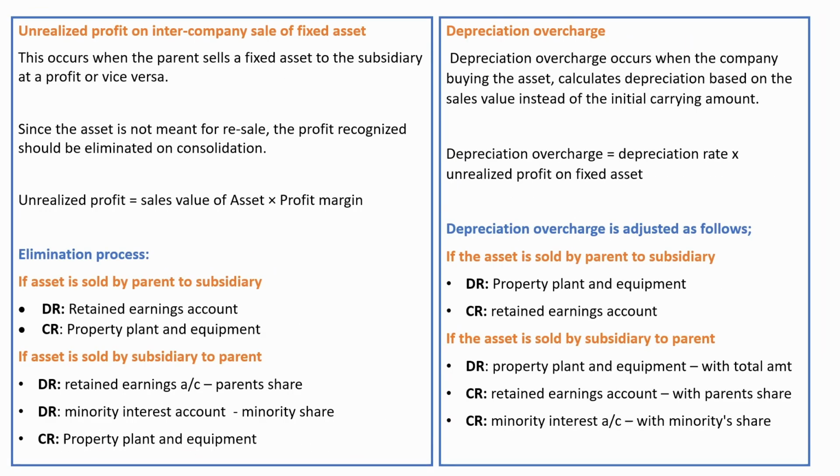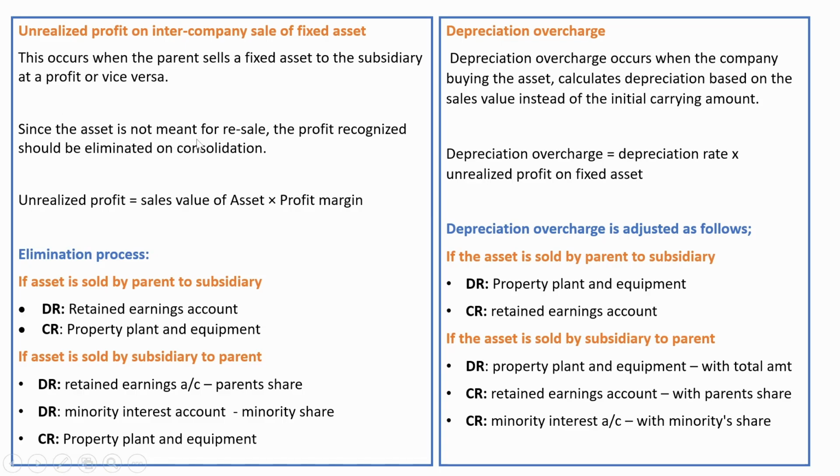So we also have other unrealized profits. In this case, it is from intercompany sale of fixed asset. This occurs when the parent sells a fixed asset to the subsidiary at a profit or vice versa. Somehow similar to intercompany sale of goods, but here the profit is always unrealized because the asset is not going to be sold to customers. The asset is going to remain within the group. So the entire profit made by the selling company is going to be unrealized and has to be eliminated.